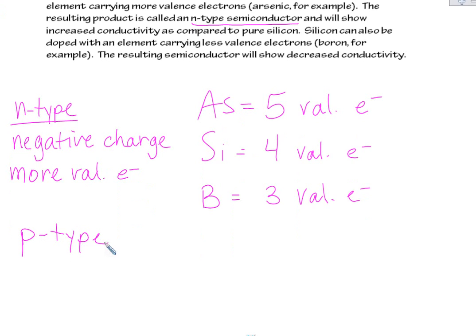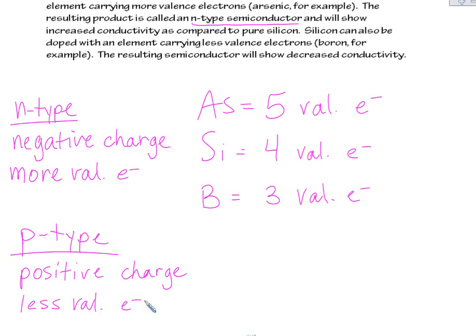And I bet you see where the P comes from. P stands for positive. A positive charge. This is a situation where I have fewer electrons. So if there's a lack of electrons, it creates a situation that's more positively charged.